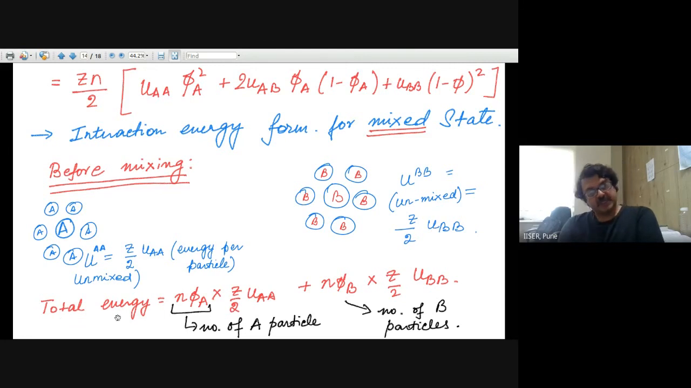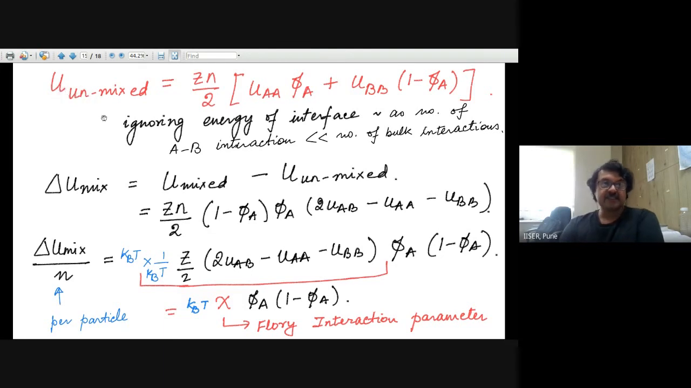Sorry. So the total energy for A particles: how many A particles are there? N phi A is the number of A particles, into the interaction energy for each of the A particles, which is Z by 2 UAA. This UAA is here, right? And similarly, N phi B, the number of B particles, into Z by 2 into UBB. This is this UBB written here, right? Then the energy of the unmixed state is Z N by 2, UAA phi A, the volume fraction of A, plus UBB 1 minus phi A.